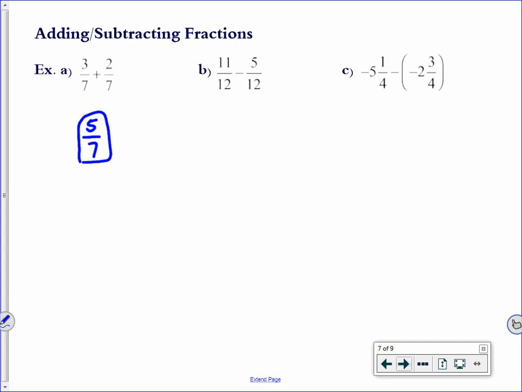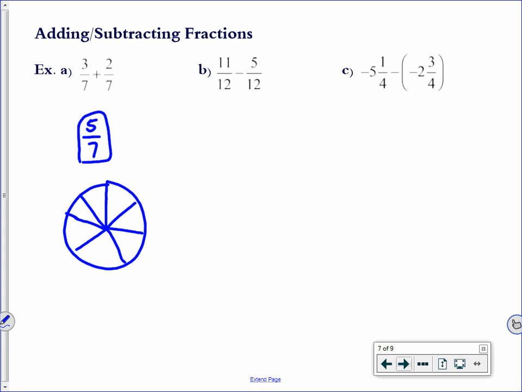This works as long as the denominator is the same. The reason being, if you have one circle divided into 7ths, ugh, that's an annoying one. I'm not going to be too good at dividing this into 7ths. 1, 2, 3, 4, 5, 6, 7. They're not equal. They're supposed to be.